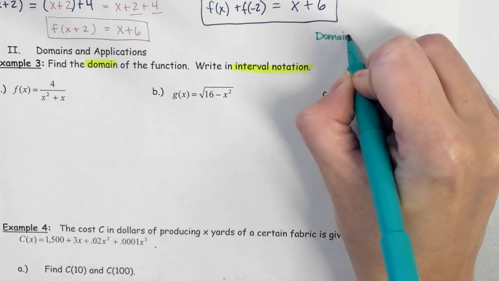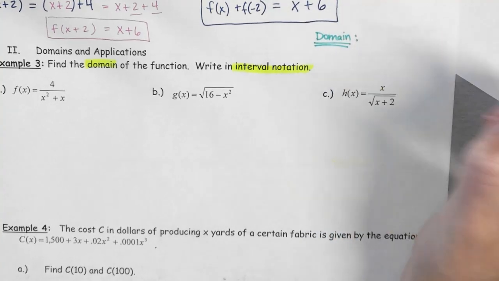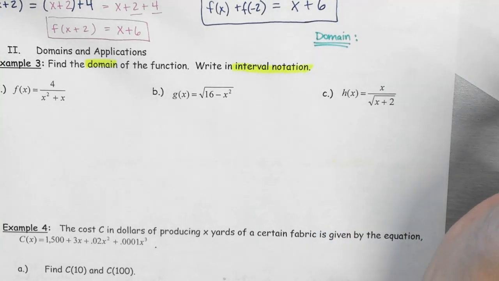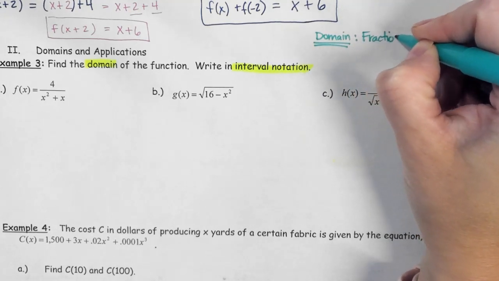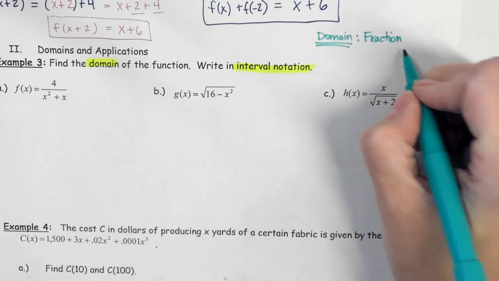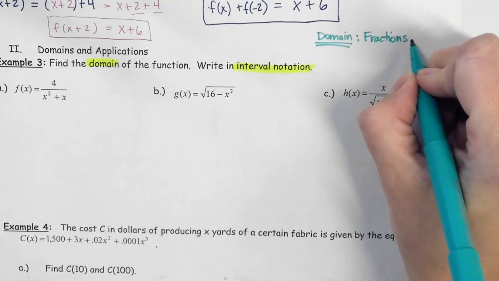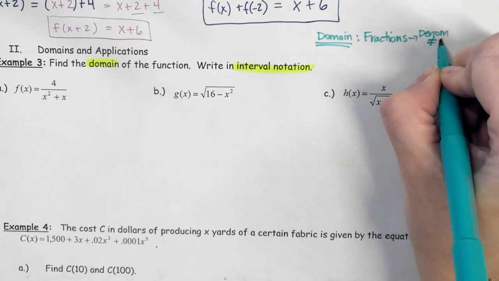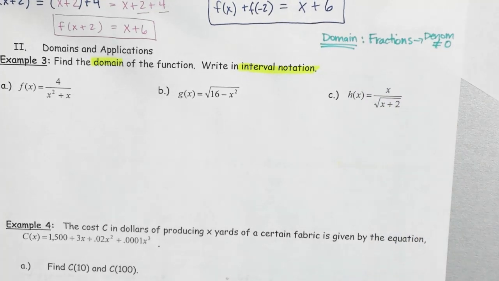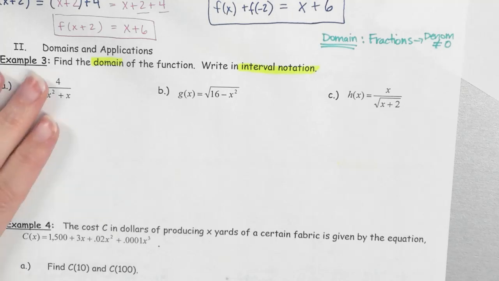Can you guys tell me what one of the things you have to watch out for is with the domain? Yes, so fractions, and the reason why is because when you have a fraction, what can't happen? Yep. So in the fractions, the denominator cannot be equal to 0. That's why we have to watch out for it, because that's when you have limits to what can be plugged in. You can't divide by 0. Okay, so that's an issue.